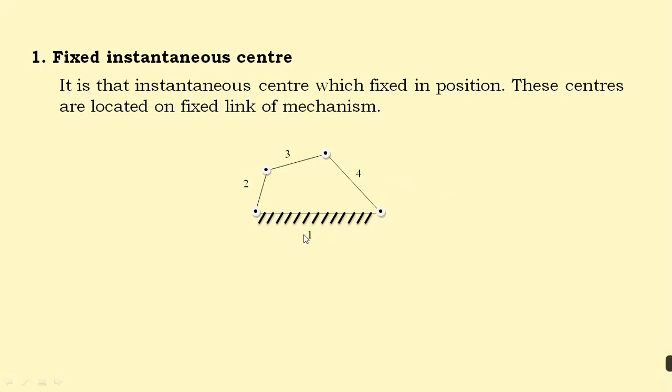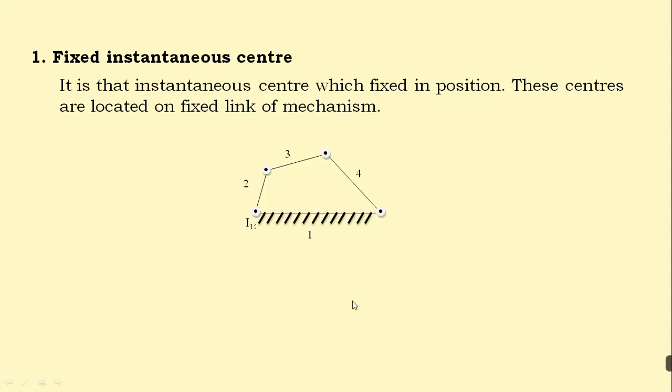The four bar mechanism I have taken. Link one is fixed. So here fixed instantaneous center means the center points should also be fixed. Here you can see two revolute joints at the two ends of link 1. For link 2, this joint becomes a center of rotation. For link 4, this joint becomes a center of rotation. So these two centers of rotation are considered as instantaneous centers. So what is the particular type of instantaneous center? Fixed instantaneous centers. These centers will not change their position during the working of this 4-bar mechanism.